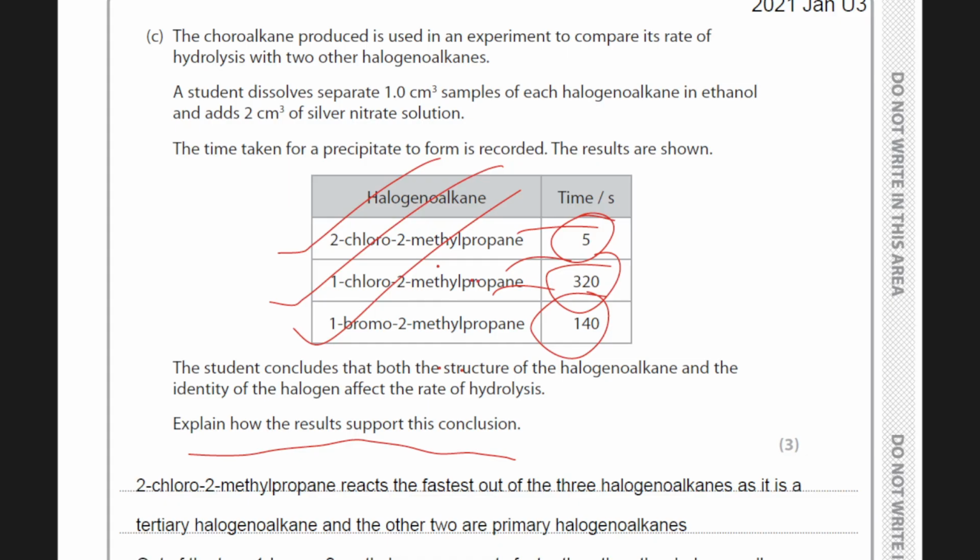Now why is that the case? Basically because the C-Br bond is weaker than the C-Cl bond. Why is that the case? Because the electronegativity difference is smaller, so the polarization effect is smaller compared to the C-Cl bond. So the bond is weaker, and the C-Br bond is easier to break. That is why, compared to 1-chloro-2-methylpropane, 1-bromo-2-methylpropane tends to undergo a faster reaction, and the precipitate is produced faster.